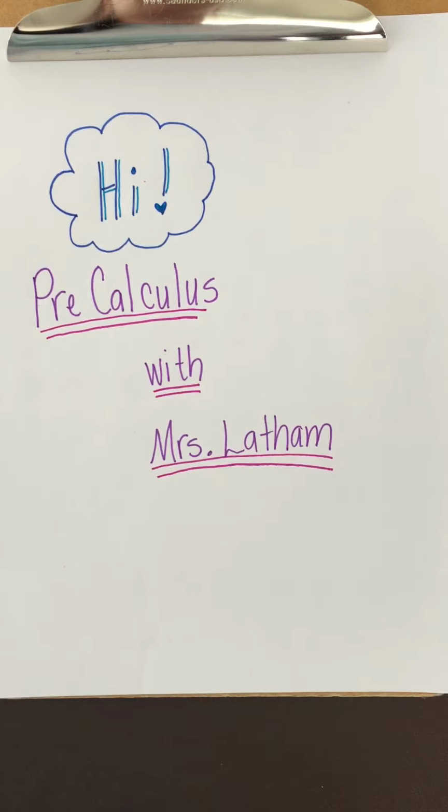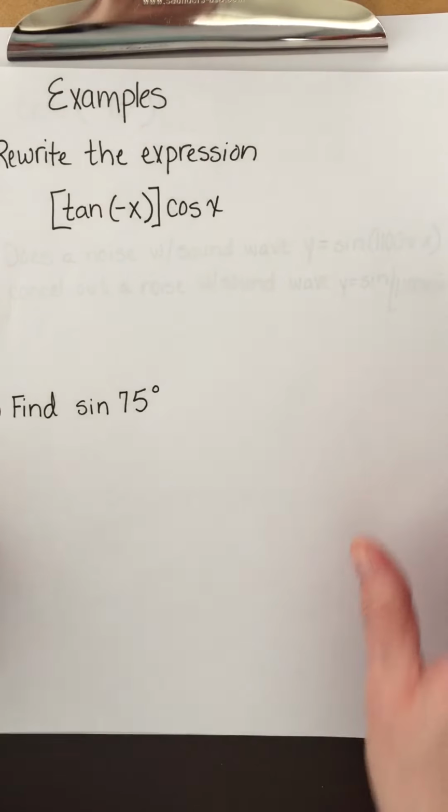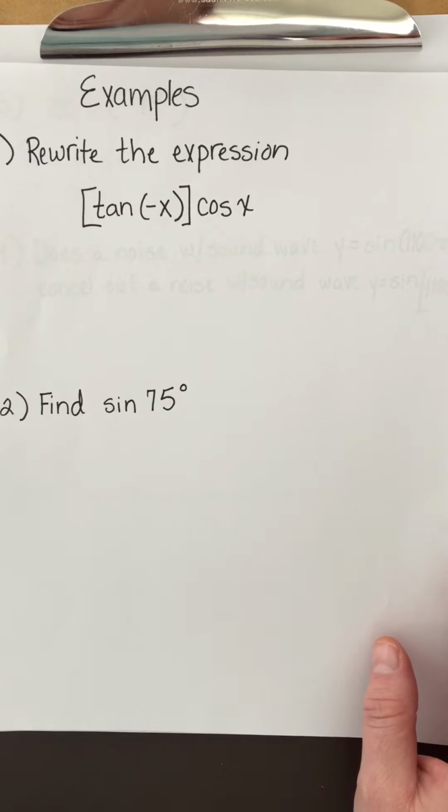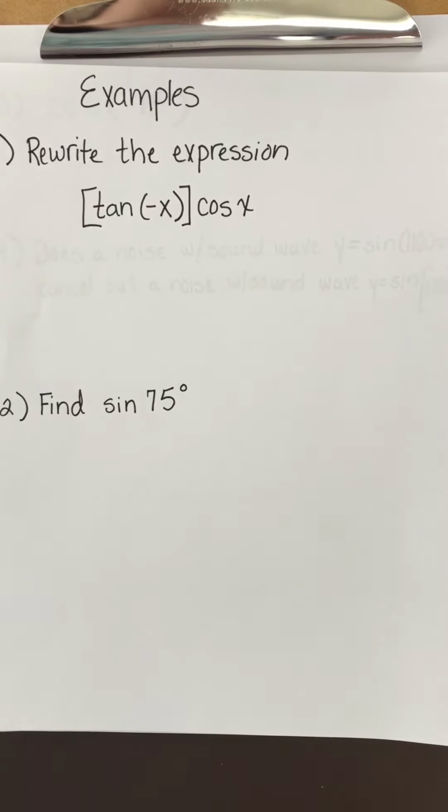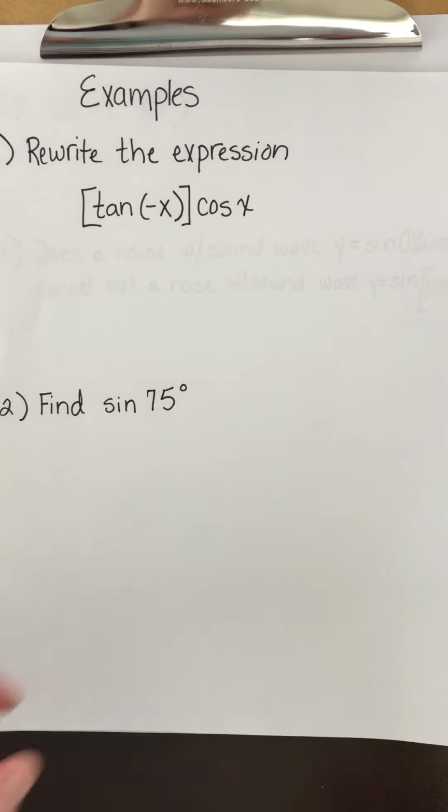So I'm going to do some examples with you now. Here we go. The first one, they want us to rewrite the expression. This is kind of like one of those problems where we would verify, but we've only got one side of it. So remember, one of the popular strategies is to turn everything into sine and cosine.